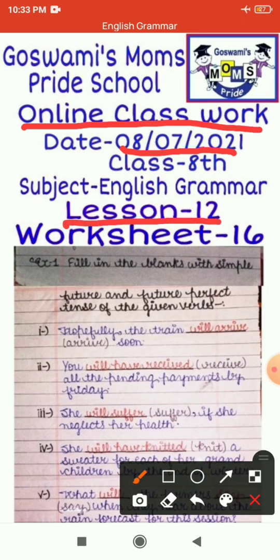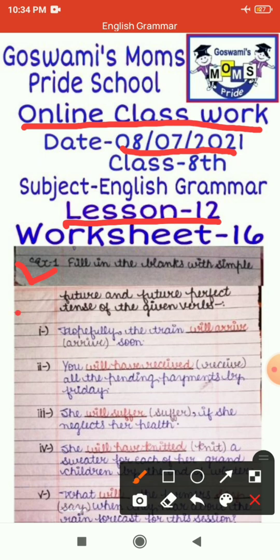Now let's see the heading of exercise 1, that is: fill in the blanks with simple future and future perfect tense of the given verbs. So here are some verbs given against the sentences, and we have to fill the blank in the sentences with the form of simple future and future perfect tense of the given verbs.